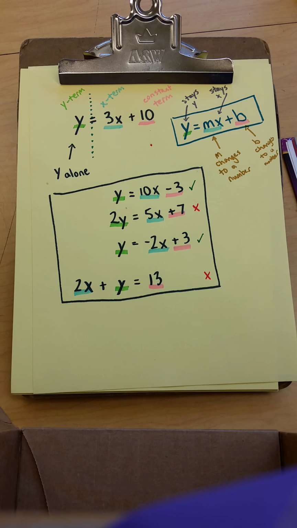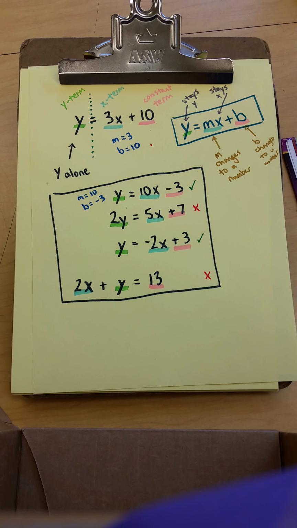In the first equation, what is our m? In y equals 3x plus 10, m is 3. And what is our b in that equation? In that equation, we replaced b with 10. How about in the next equation? M is the number that touches x, which is 10, and b is the constant term that adds to the x term. In this case, negative 3.